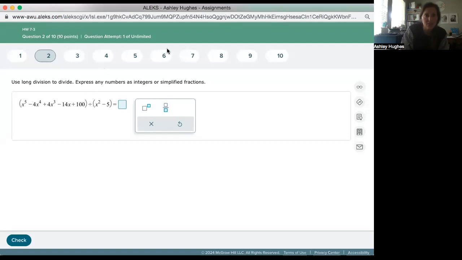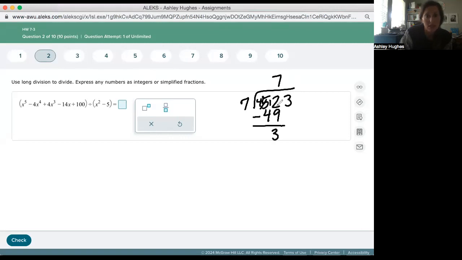So let's review how long division works, aside from polynomials. Say I want to divide 7 into 523. You would say 7 times what is 5? Well, nothing. So you move over 1. 7 times what is close to 52? Well, 7 times 7 is 49. So you write down 49 and then you change the sign of 49 and then you would subtract. And so we would get a 3, remainder 3.